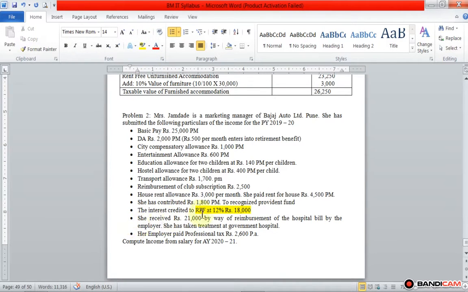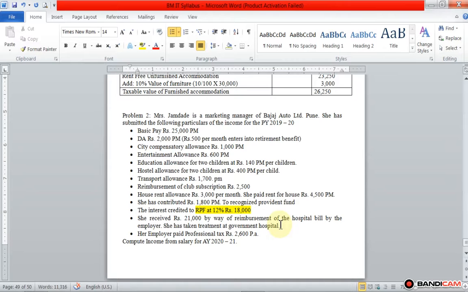Then she received rupees 21,000 by way of reimbursement of hospital bill by the employer. She has taken treatment at a government hospital, so the medical bill is reimbursed by the employer, and she took treatment in a government hospital. So when the medical bill is reimbursed by the employer, then the whole amount is exempted from tax.